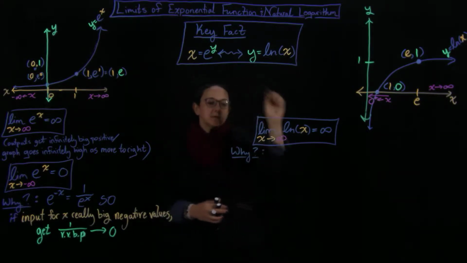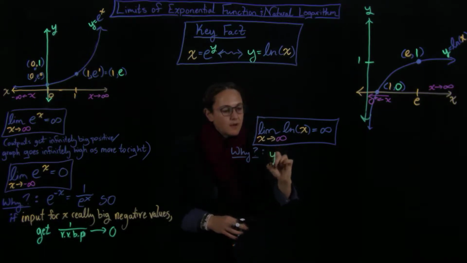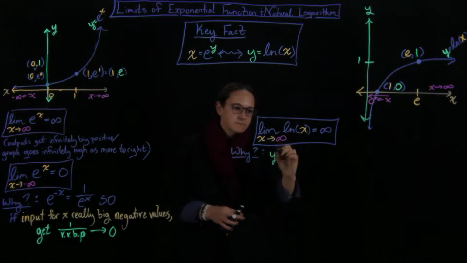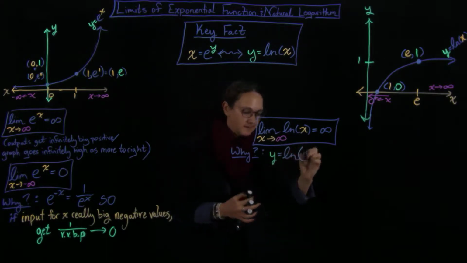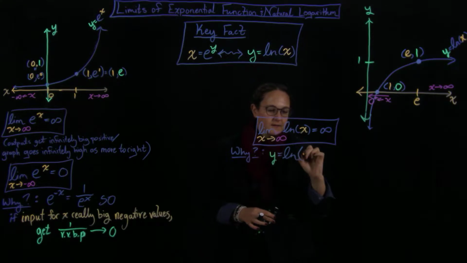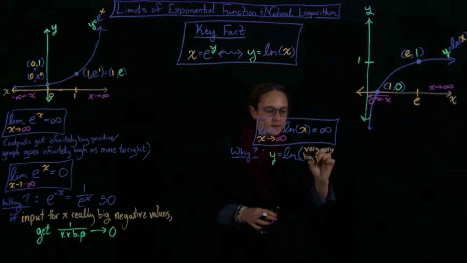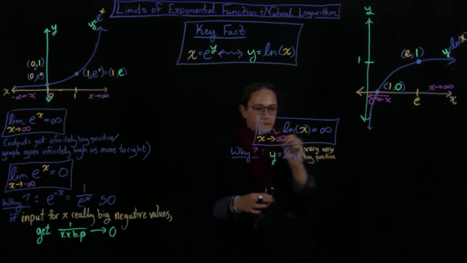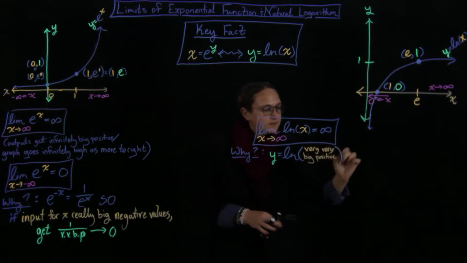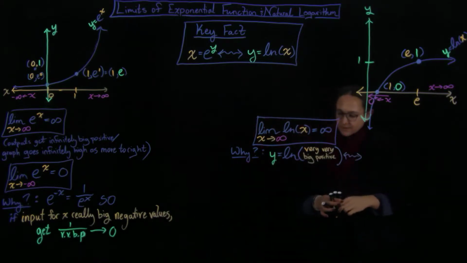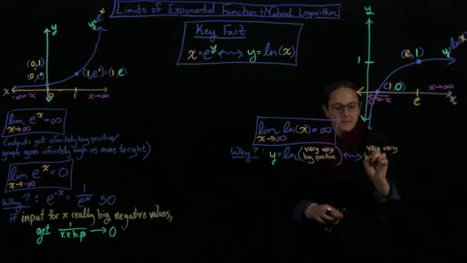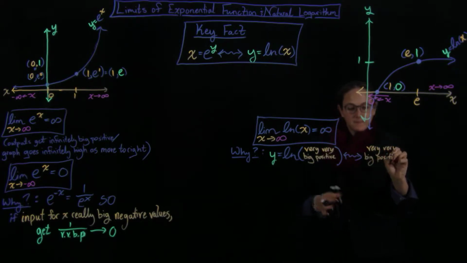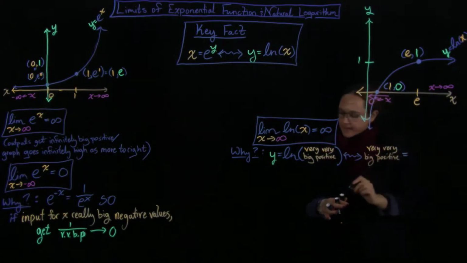Okay, well now we're going to use this correspondence over here. So if we have y equal to the natural log of very, very big positive, because I'm approaching infinity, that's going to correspond to having, this is going to look a little funny, but this is really the way to think of it, very, very big positive is going to equal e to the y.